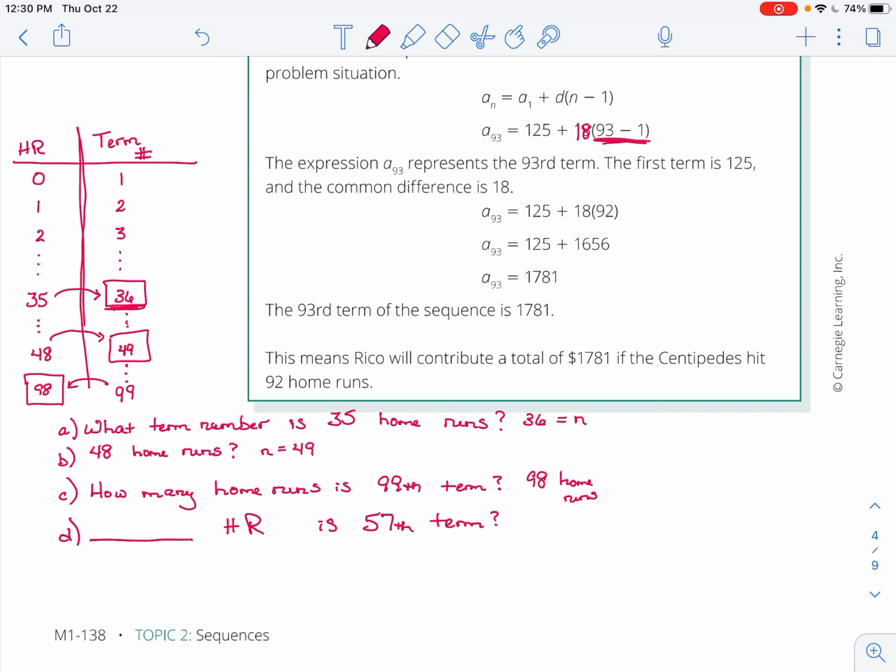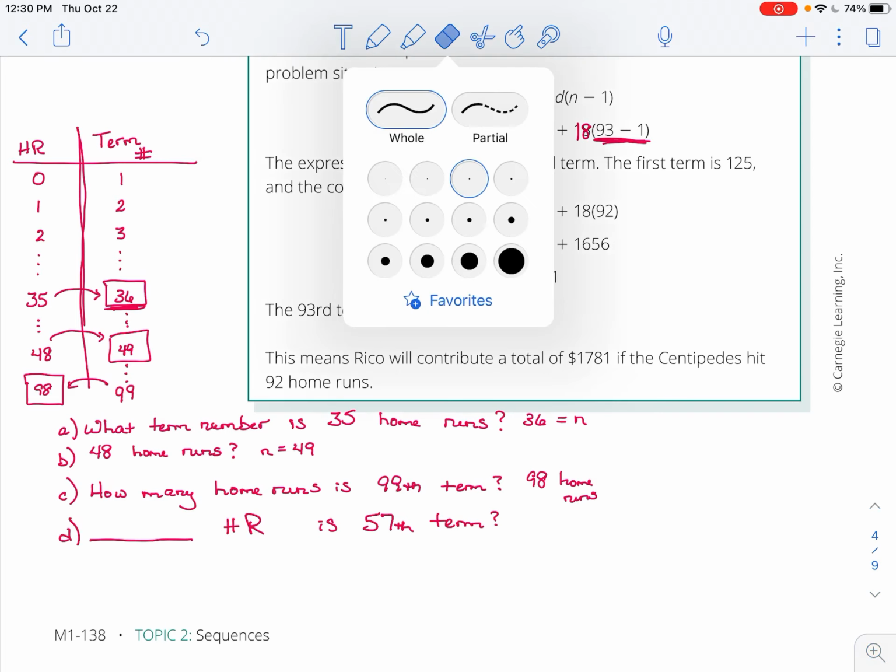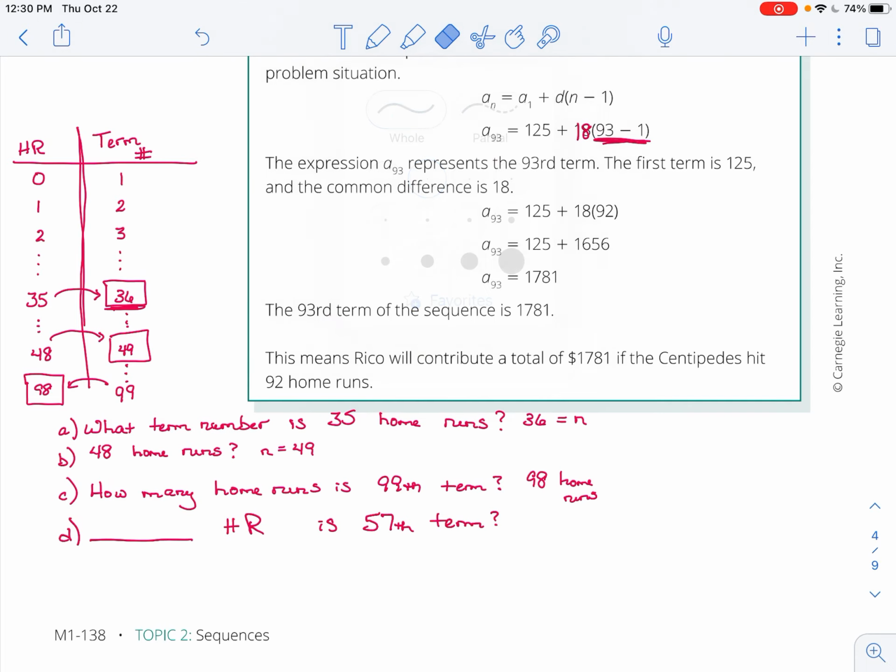So I want how many home runs is the 57th term. So the way I'm going to think about this, again, is with the chart. I'm going to erase those guys because they're in my way. And I'm talking the 57th term. So the 57th term is corresponding with a certain number of home runs. Remember that first term was no home runs, so it's kind of behind one. So there are 56 home runs represented in your 57th term.